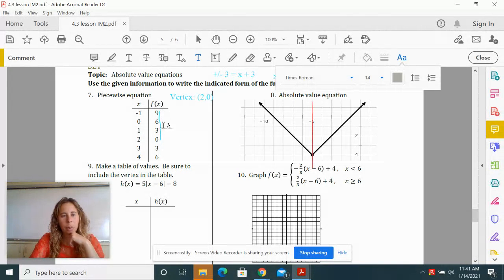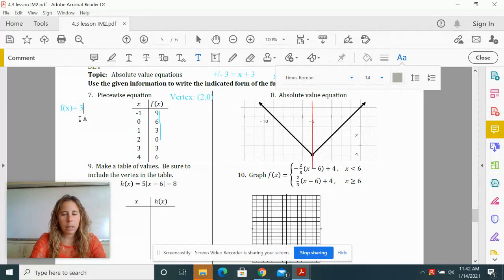-3. It's going down by 3 each time. So if I were to write this as an absolute value equation, I could write f of x equal to my slope, which is 3. When you break it up into piecewise, you'll write positive and -3.